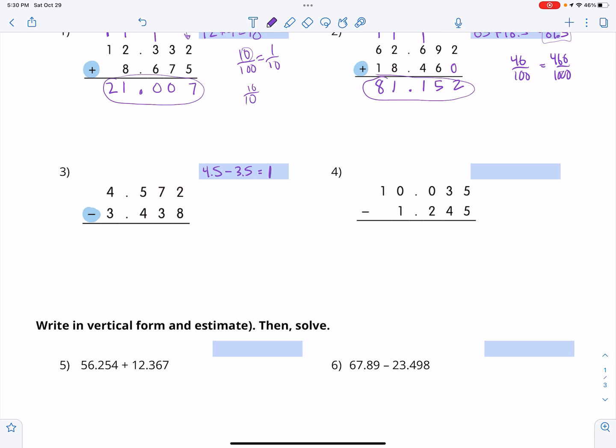So I'm going to do my regrouping. That leaves me with 6 hundredths and then 12 thousandths. Now I have a 6 and a 3. That should be fine. A 4 and a 5. That should be fine. Great. I've done my regrouping. Now I can just subtract. 12 minus 8 is 4. 6 minus 3 is 3. 5 tenths minus 4 tenths is 1/10. And then 4 ones minus 3 ones is 1 one. So my answer is 1 and 34 hundredths. So looking at my estimation, that seems to be reasonable.